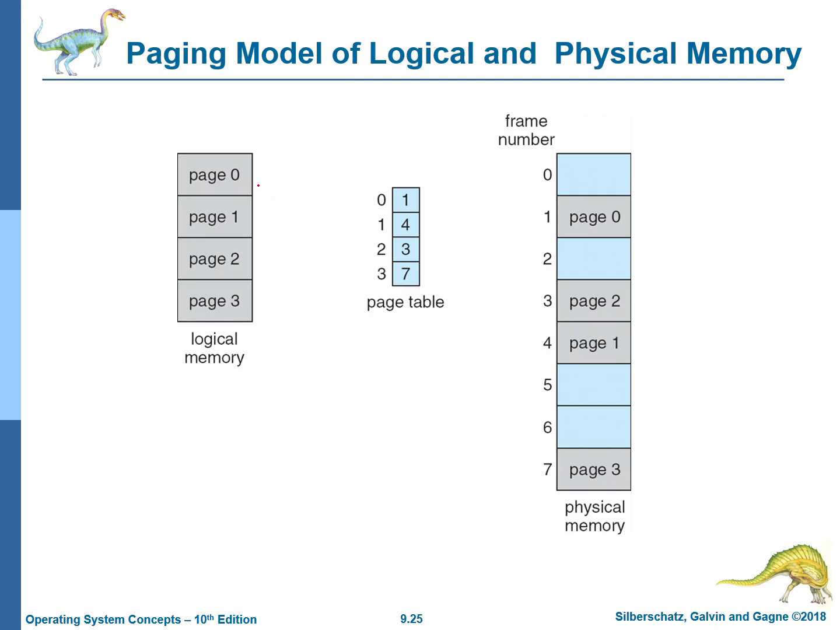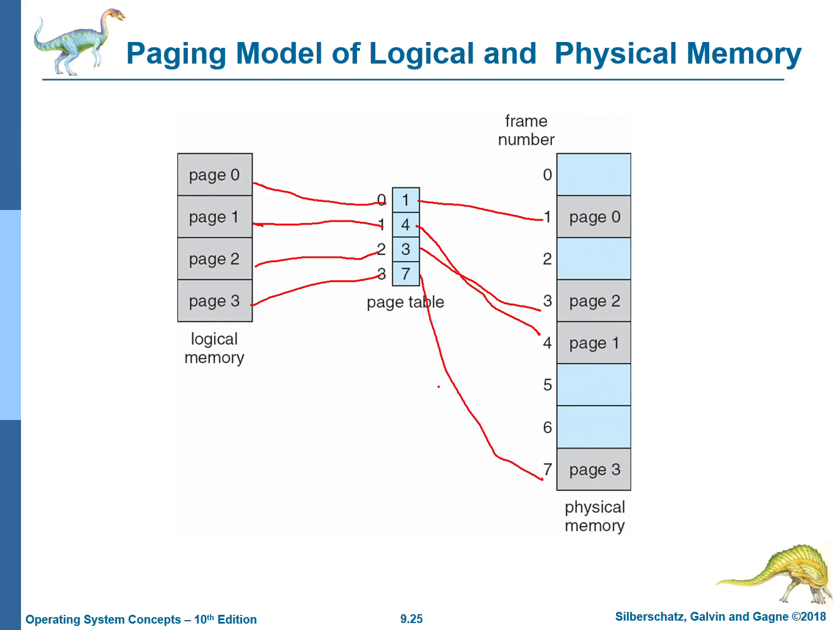Now suppose we have page 0, page 1, page 2 and page 3. Page 0 is actually stored on location 1. Now page 0 is stored on location 1, page 2 is stored on location 3, and page 3 is stored on location 7. So this is how memory management using paging is done.